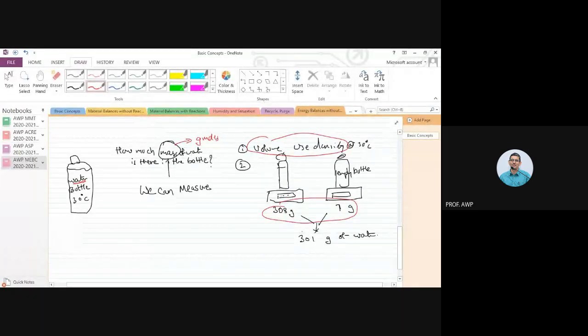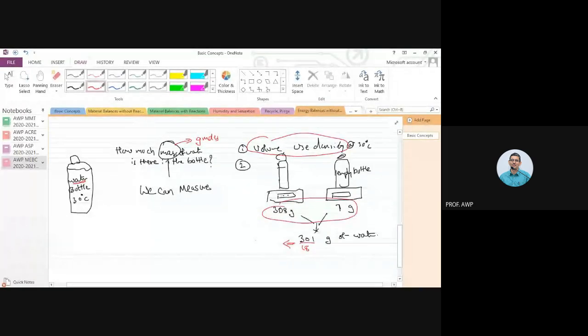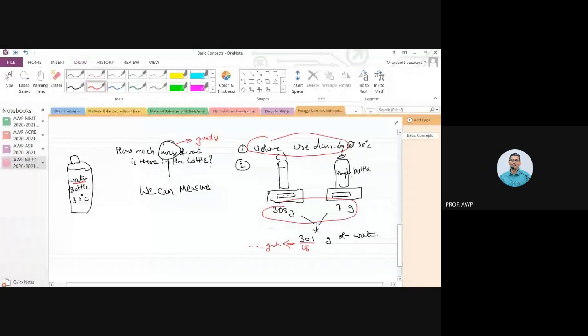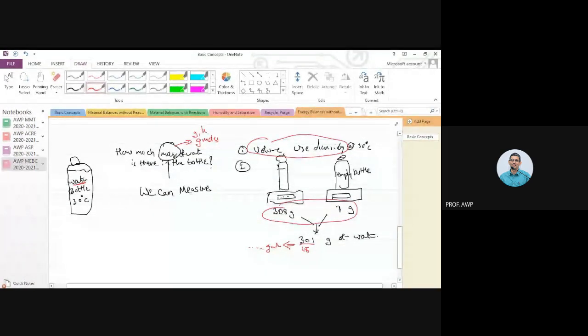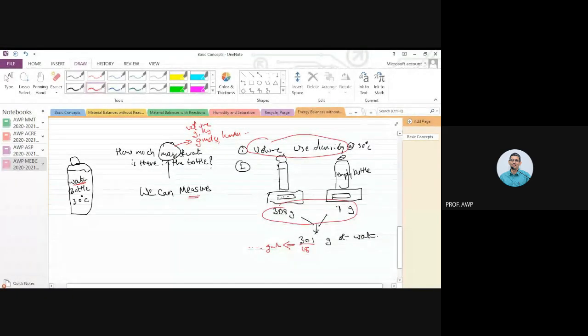So 301 grams of water, I divide by 18, that corresponds to 301 divided by 18, so many gram moles of water. So whether I write mass in grams or kilograms, or gram moles or kilomoles, I can actually measure it. Or volume, I can actually measure it.